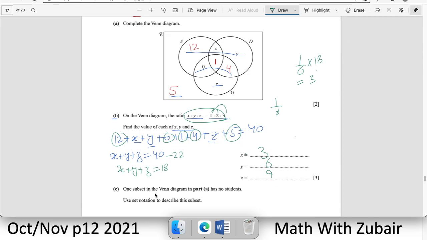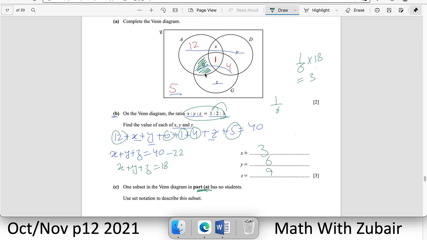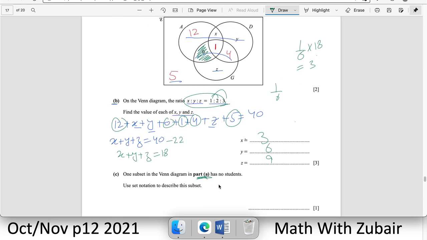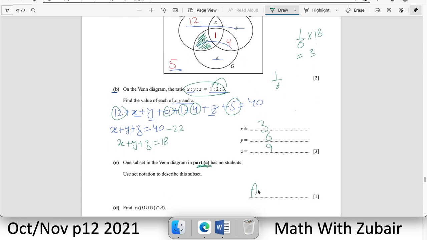On the Venn diagram, part A, the subset has no student. Okay, this is the part shaded in green which has no student. It says use set notation to describe the set. It is an intersection of A and G, but it excludes the part D. So A intersection G and intersection D complement.